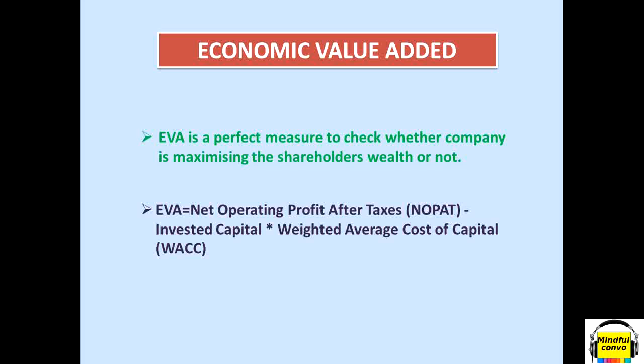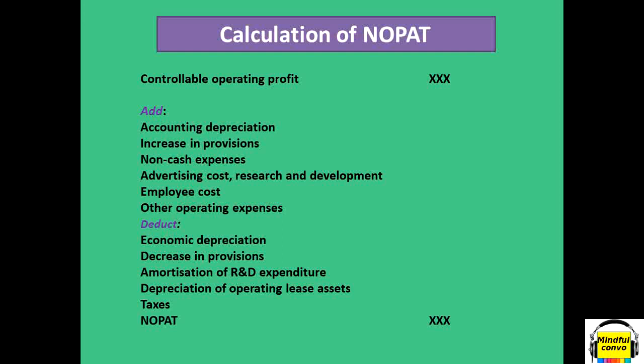After that I would like to elaborate on the formula for EVA. Then later we'll go on to other parts related to EVA, like what if the EVA is negative, what if the EVA is positive, and what are the advantages and disadvantages of EVA. Here in the formula you will see that controllable operating profits are given. So in the question you will be given operating profits which will be controllable.